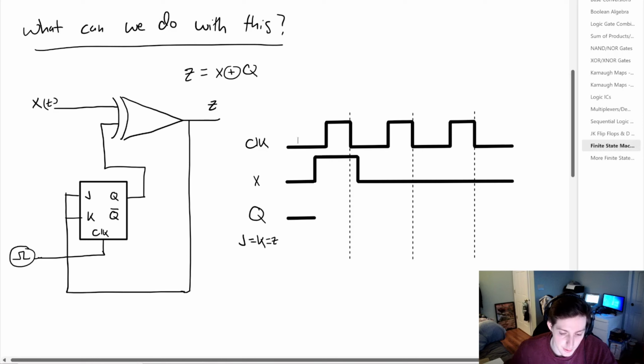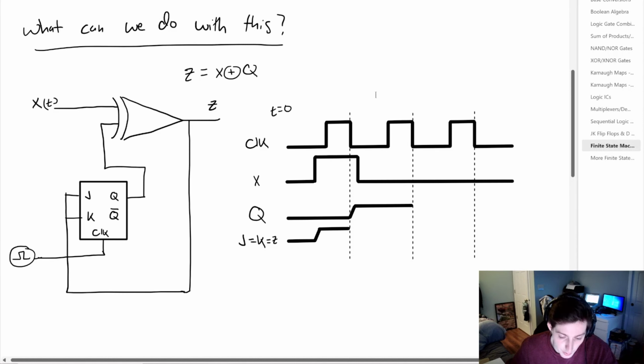Now, initially, we have no clock pulse, so we know that Q is going to remain 0, but we have X going high. Now, this exclusive OR gate doesn't care about the timing. It doesn't have a clock in it. So when X goes high, because Q is 0, Z will also go high with our exclusive OR. So now, at the first falling edge, what's going on? Well, J and K are equal to 1. We know if those are equal to 1, Q is going to flip values.